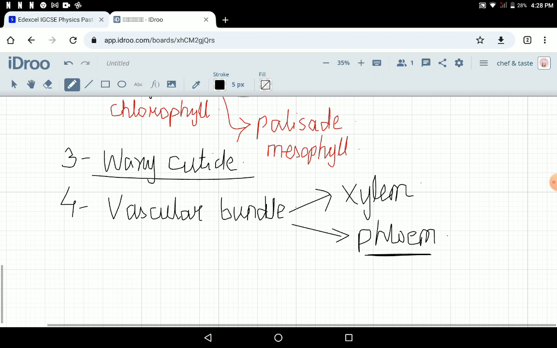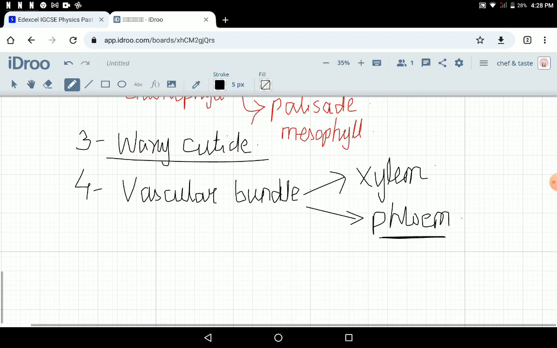Just like we have arteries and veins in our body which transport different nutrients to different parts of our body, similarly, in place of arteries and veins, plants have xylem and phloem. So this vascular bundle is also located in the leaves, which is very beneficial for the leaf.